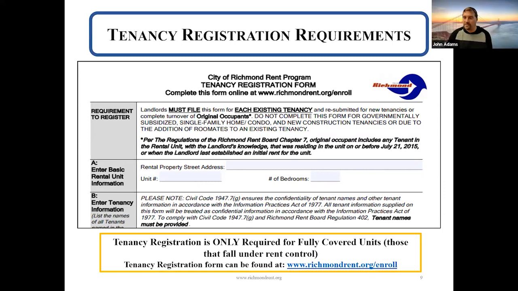This form lists the names of the tenants and it establishes for the rent program what the base rent that is controlled by the rent program is.